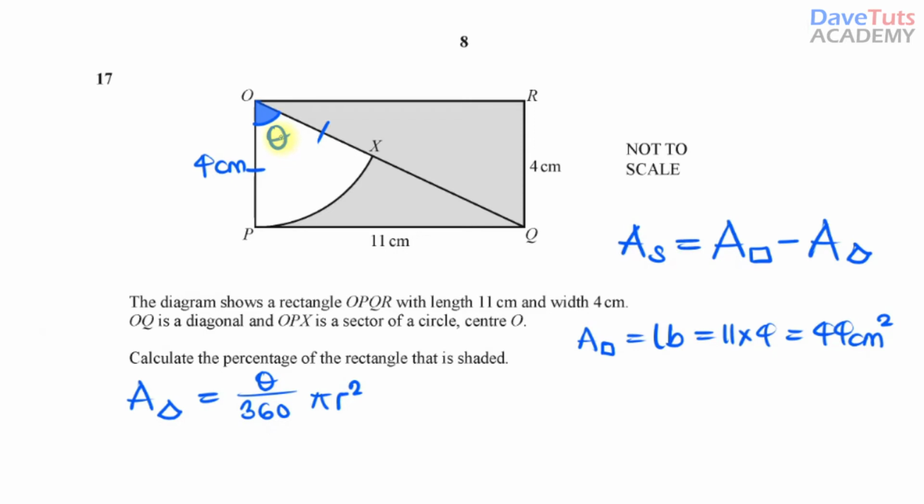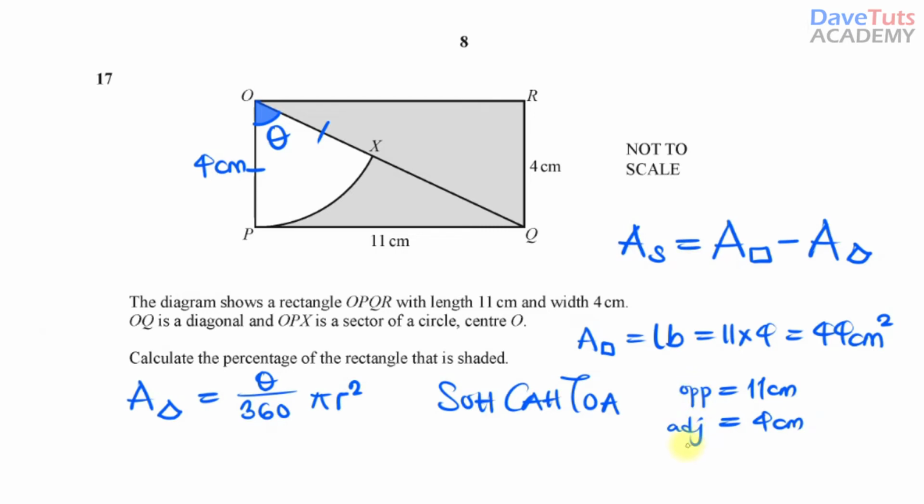But then for us to get theta, we can see that this line PQ, which is 11 centimeters, is the one facing theta. So that is opposite to theta. And then 4 centimeters is adjacent to it. So we want to use SOHCAHTOA. SOHCAHTOA can help us to say we have the opposite to be 11 centimeters, and then we have the adjacent to be 4 centimeters.